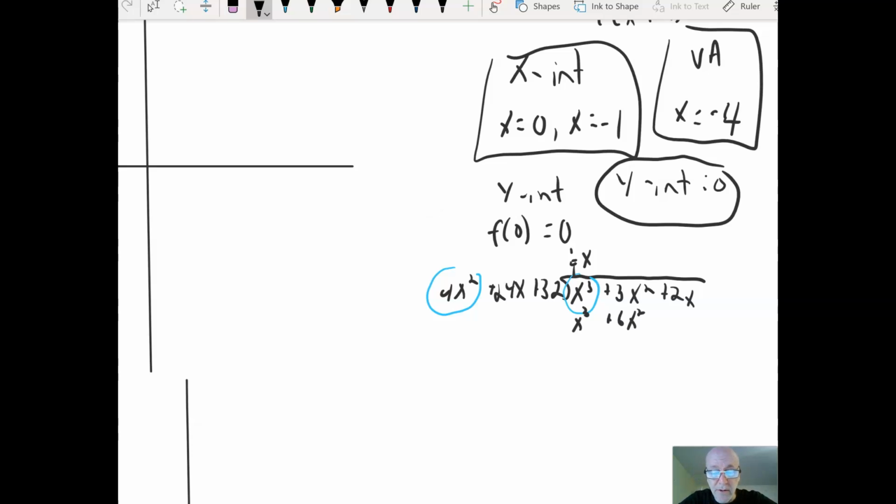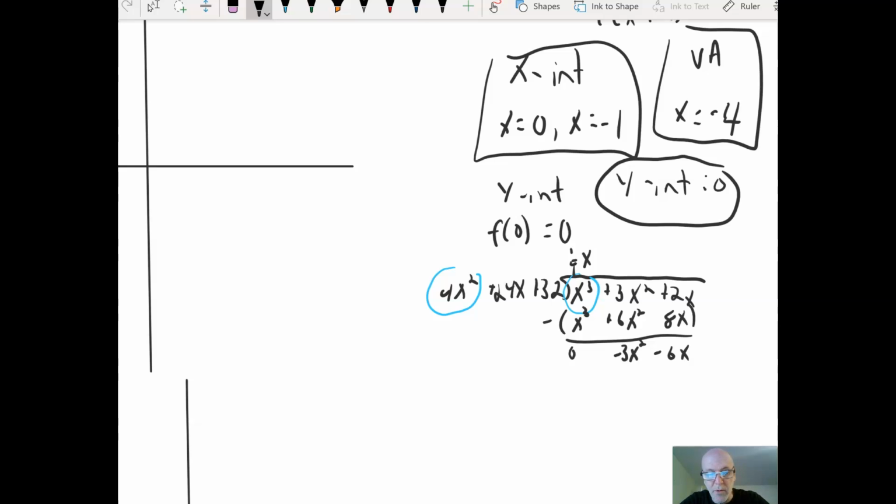Multiply it by 32, we get 8x. And then we're going to subtract this whole mess from the other one, and we get x to the third minus x to the third, which is 0. We get 3 minus 6, which is negative 3x squared. We get 2 minus 8, which is minus 6x. And now we can do this one more time, and I'm going to suggest the same method.